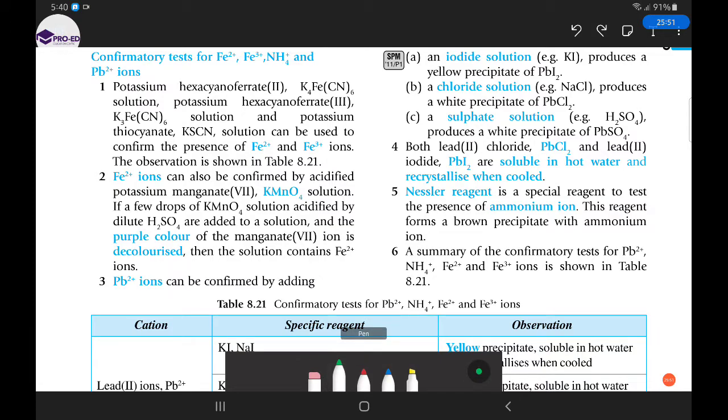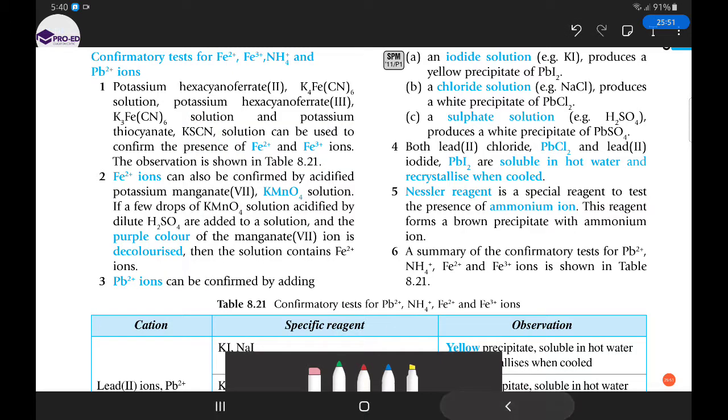Just that potassium hexacyanoferrate 2 is K4, whereas potassium hexacyanoferrate 3 is K3. So just remember that if it's 3, then it's K3, and if it is 2, then it won't follow, so K4 is potassium hexacyanoferrate 2, and K3 is potassium hexacyanoferrate 3. Alright, I'll read again: potassium hexacyanoferrate 2 and hexacyanoferrate 3 solution, and another solution known as potassium thiocyanate, which is labeled as KSCN.